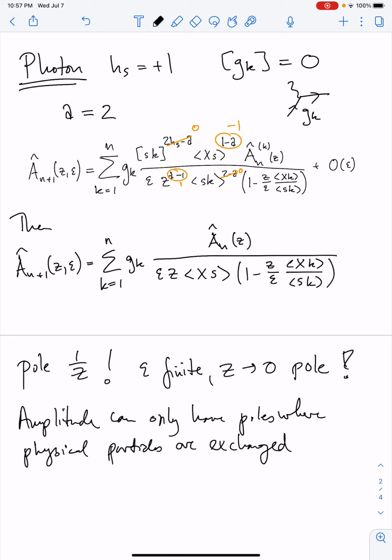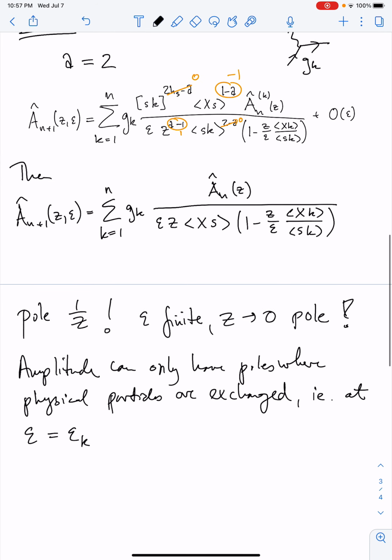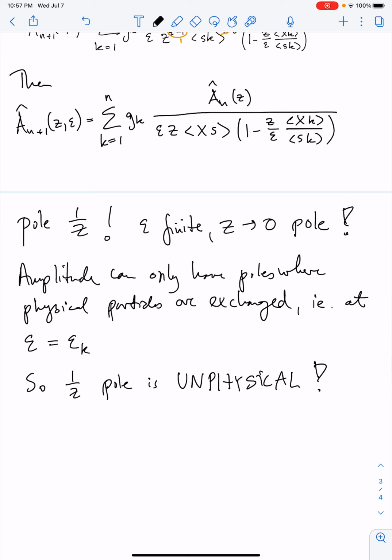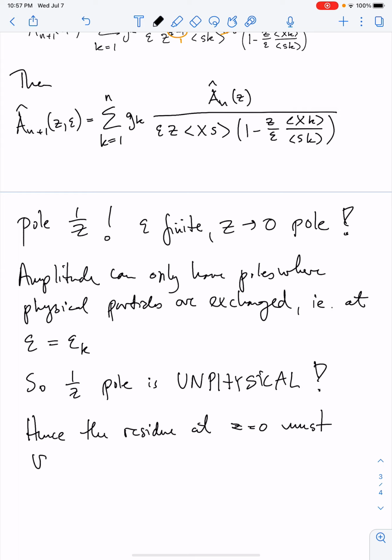And those physical particles are exchanged at poles, which we know now in the shifted amplitude are at epsilon equal to epsilon k for each k. So there's obviously a problem here. I appear to have an unphysical pole. In fact, any pole in the z variable at z equal to 0 would be unphysical. Therefore, it must be that when summed over all k, the residue at the 1 over z pole must vanish. It must vanish when summed over all the different k's that we have in our sum.